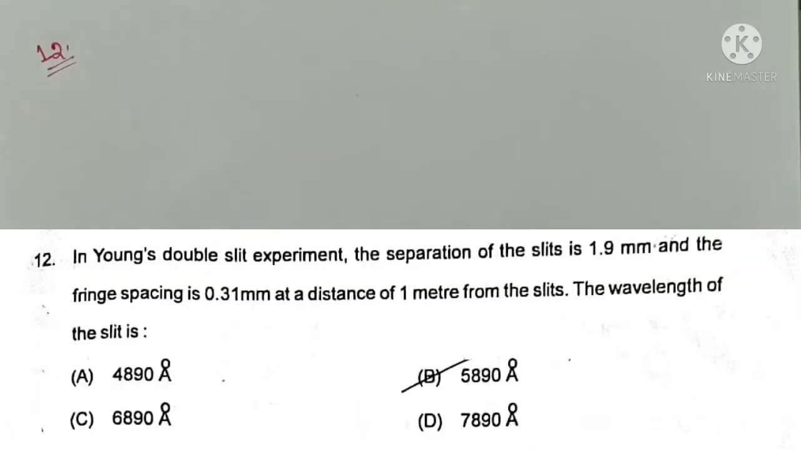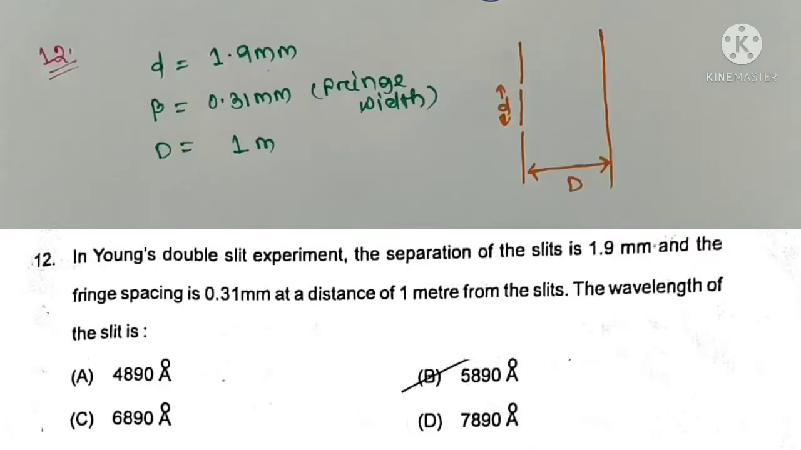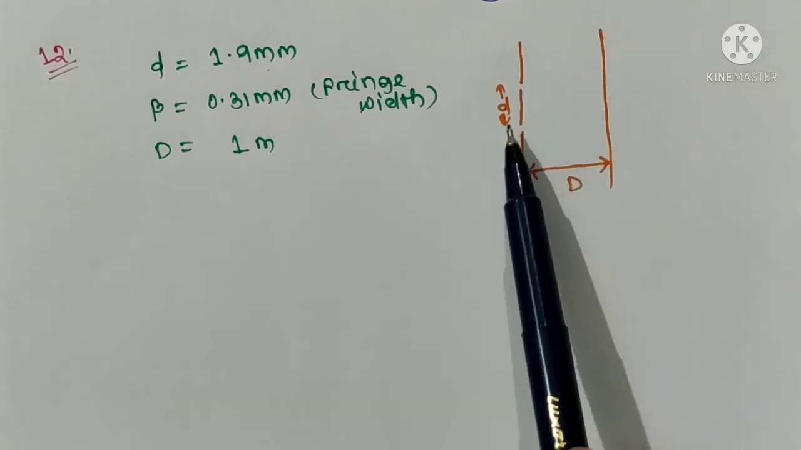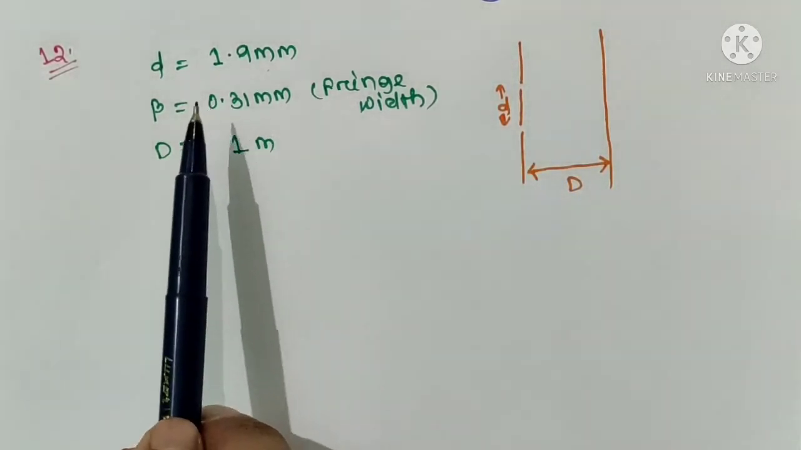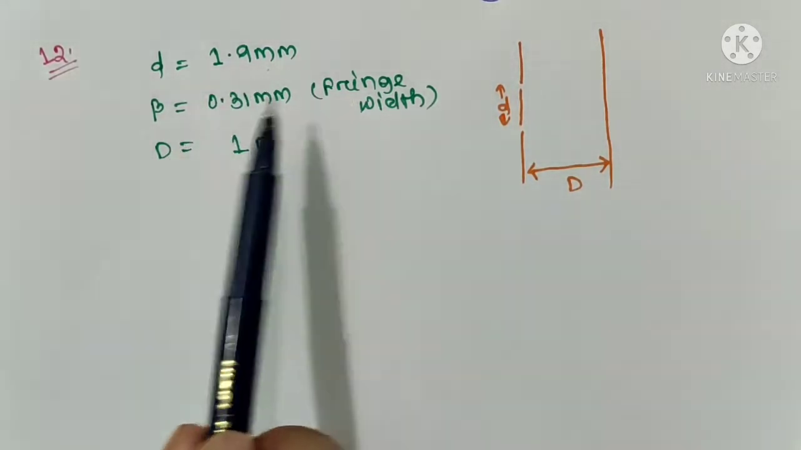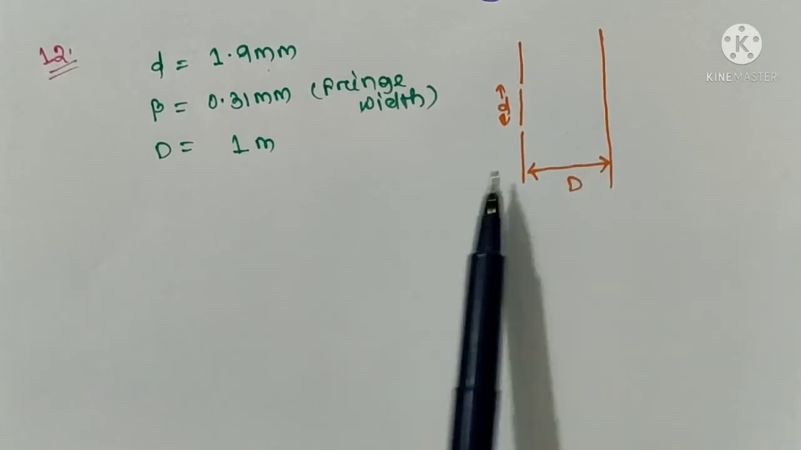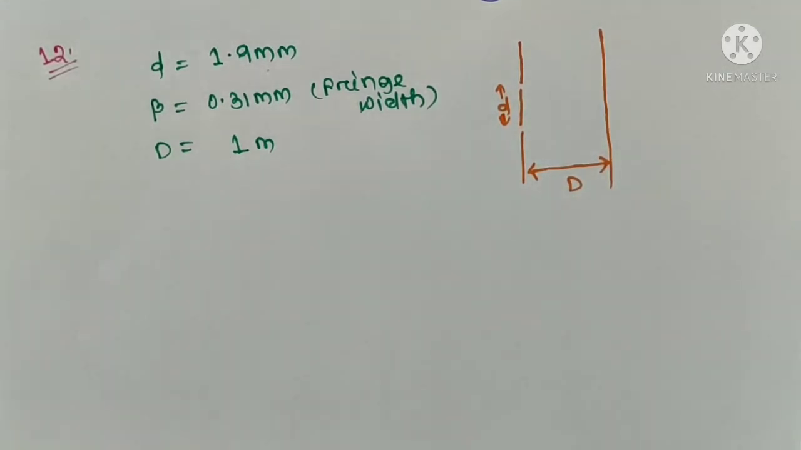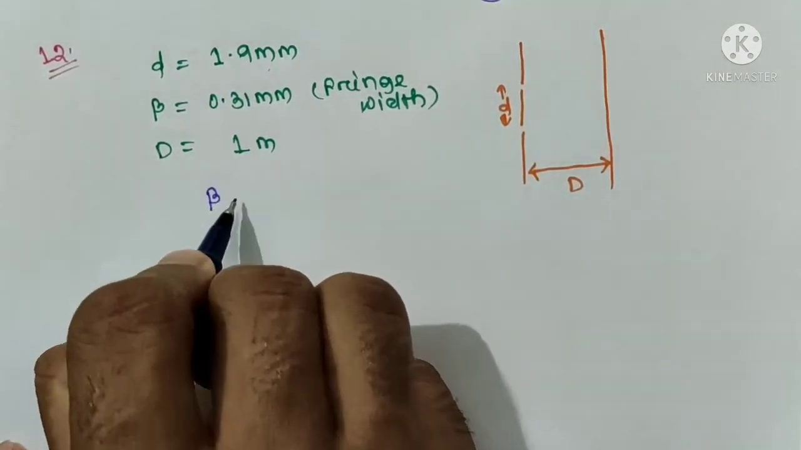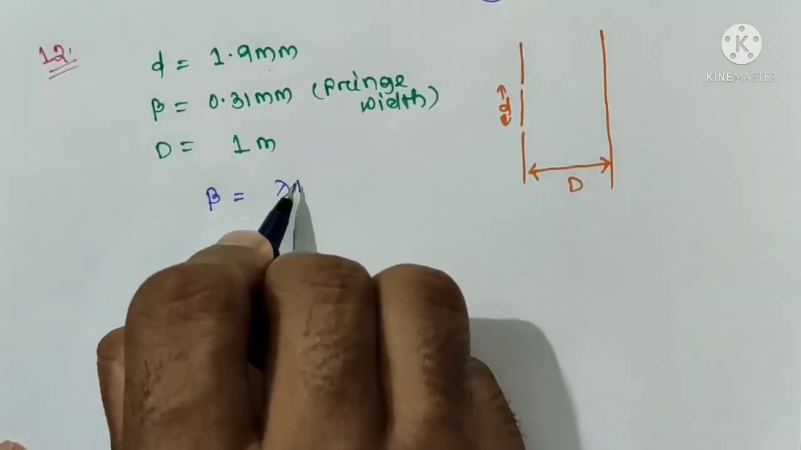Number 12. In Young's double slit experiment, the separation of slits is 1.9 mm and the fringe spacing is 0.31 mm at a distance of 1 meter from the slits. The wavelength of the slit is. So from the question, slit separation, that is small d, is 1.9 mm, fringe width is 0.31 mm, and the separation between the screen and the slit is 1 meter. And we know this fringe width beta is expressed as lambda capital D by small d.